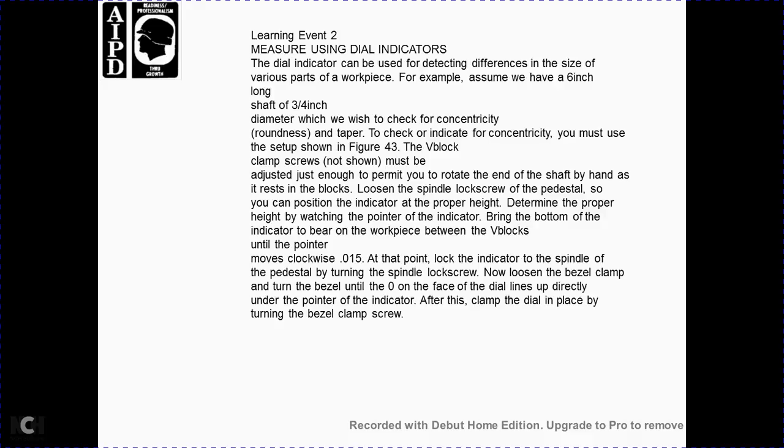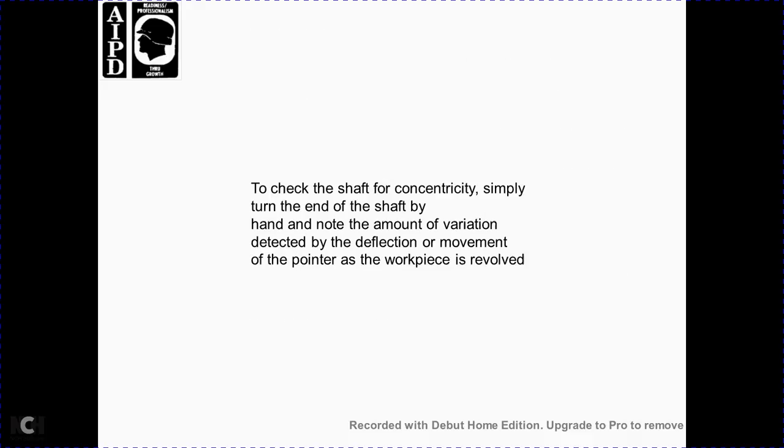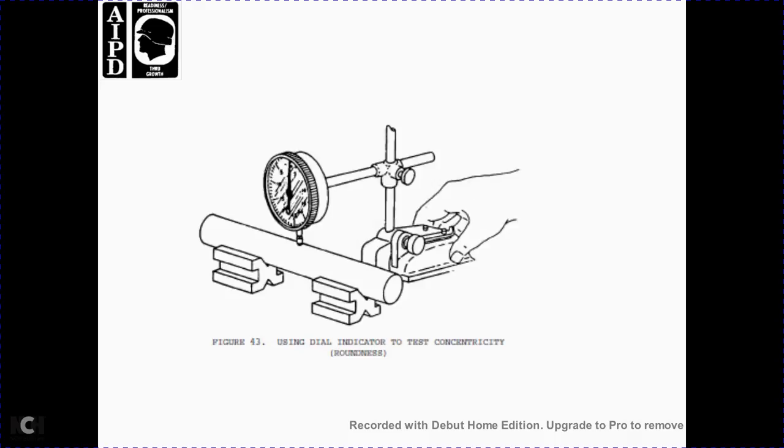At this point, clamp the dial in place by tightening the bezel clamp screw. Check whether the shaft is concentric. Simply turn the end of the shaft by hand and note the amount of variation detected by the deflection movement of the pointer. Figure 43: using the dial indicator to test concentricity or roundness.